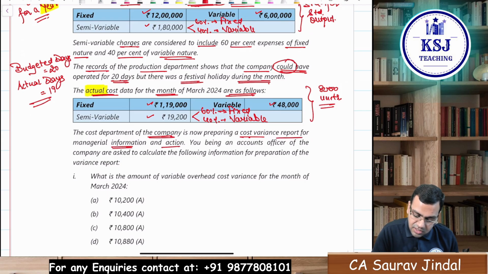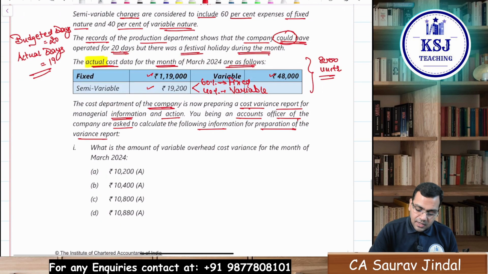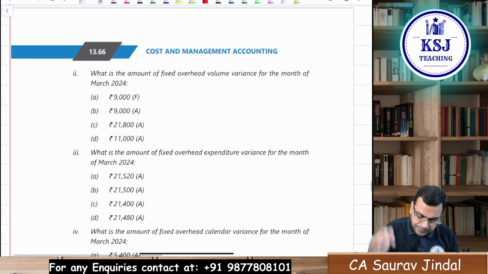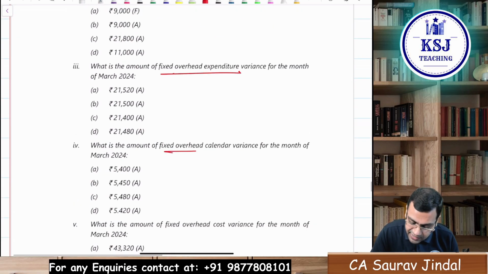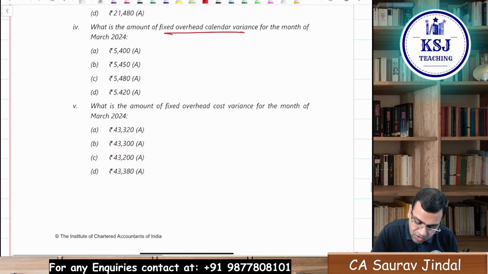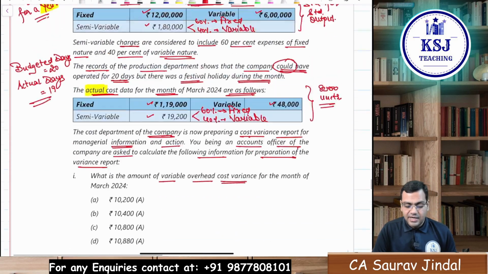The cost department of the company is now preparing a cost variance report for the managerial information and action. You, being an accounts officer of the company, are asked to calculate the following information for the preparation of the variance report. What is the amount of variable overhead cost variance for the month? Then fixed overhead volume variance, fixed overhead expenditure variance, fixed overhead calendar variance, fixed overhead cost variance. So these are the variances that they are asking for.